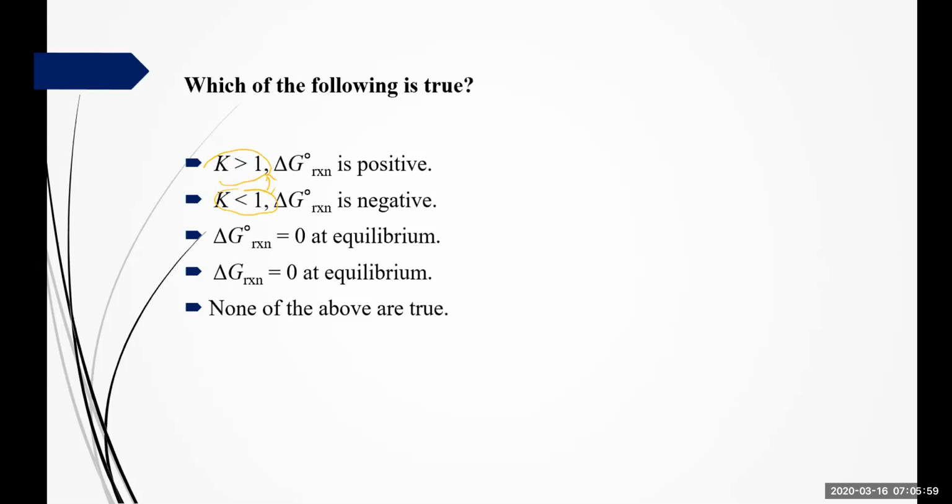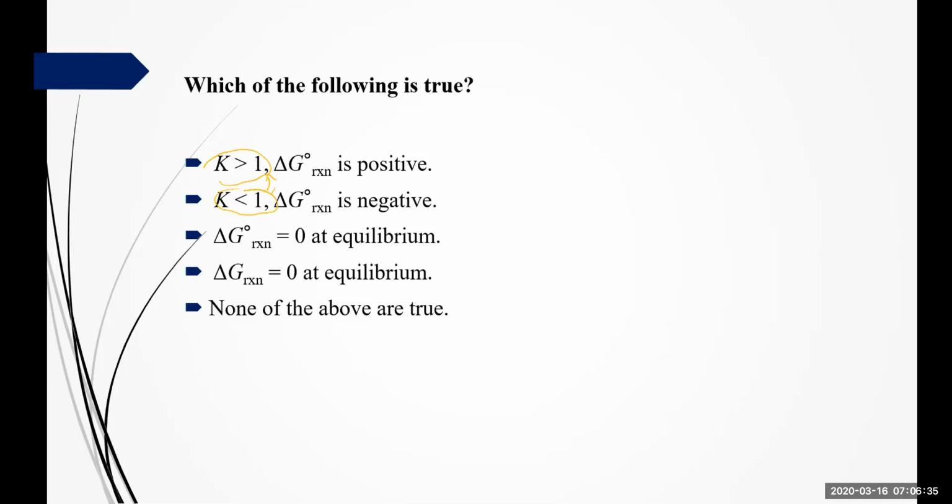K less than 1 should be where our delta G naught for our reaction is positive. And K greater than 1 should be when delta G naught is negative. And then as we move from there to our next one, our next one is going to be where we have our delta G and we're trying to look for it at equilibrium. So we know that it is going to be 0 at equilibrium. Now the question is whether that's our delta G naught or a delta G.